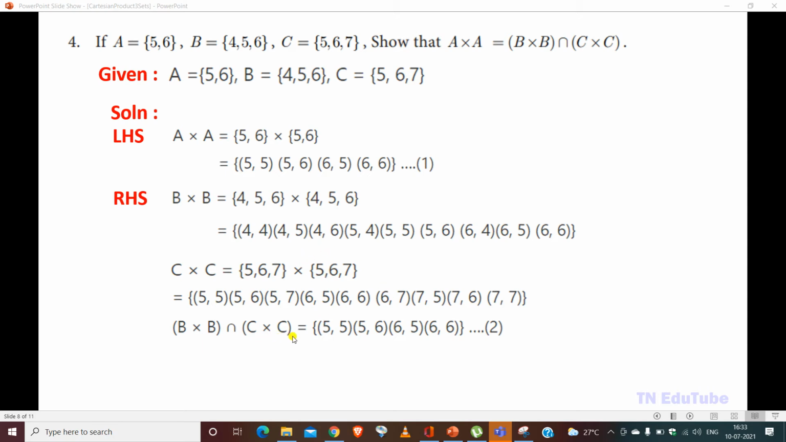When you are taking the intersection of these two sets, intersection means common elements. Which are the common elements here? (5,5), here also having (5,5). Then (5,6), then (6,5) and (6,6) are the common elements. So that is equation number 2. When you consider equations 1 and 2, both contain the same elements. Therefore, the left hand side and right hand side are equal. Hence it is verified.